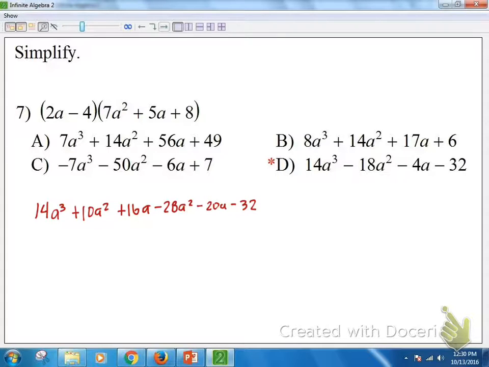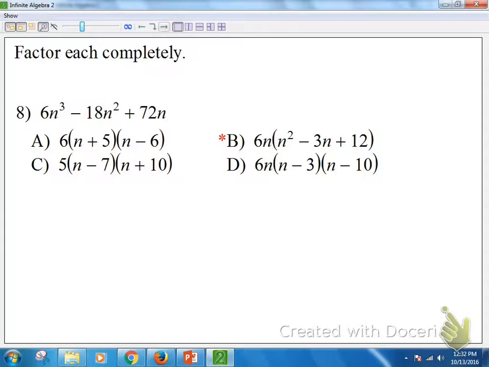Okay, combine like terms. We got 14a cubed. We bring that down. We got 10a squared minus 28a squared, which is negative 18a squared. And then these are done. And then we got 16a minus 20a, which is negative 4a. And then, of course, we got minus 32. And I hope I got this one right at least. Did I get this one right? Yay! That's good. Okay, so that's D. You can pause the video here to watch that.